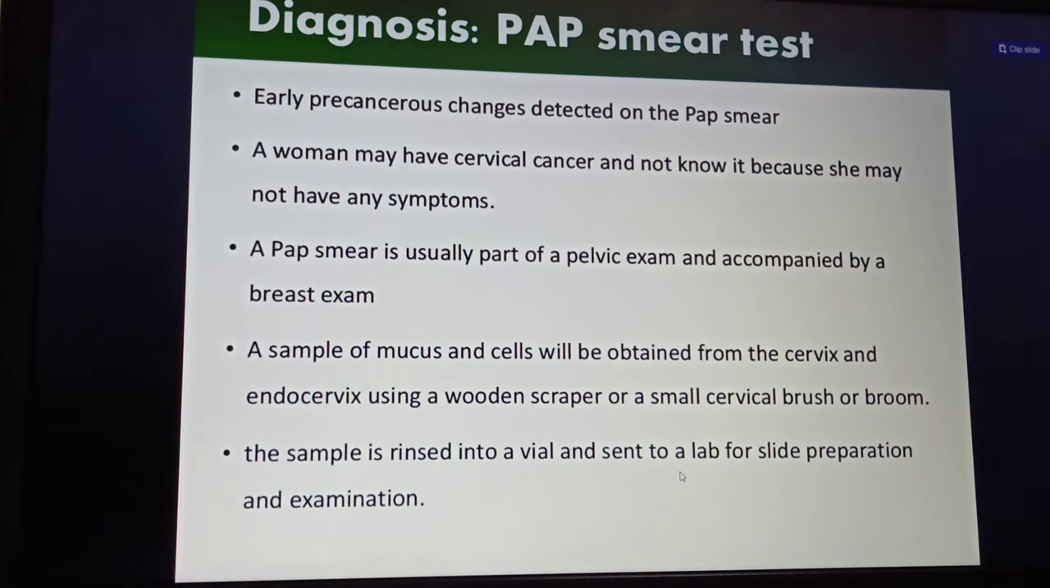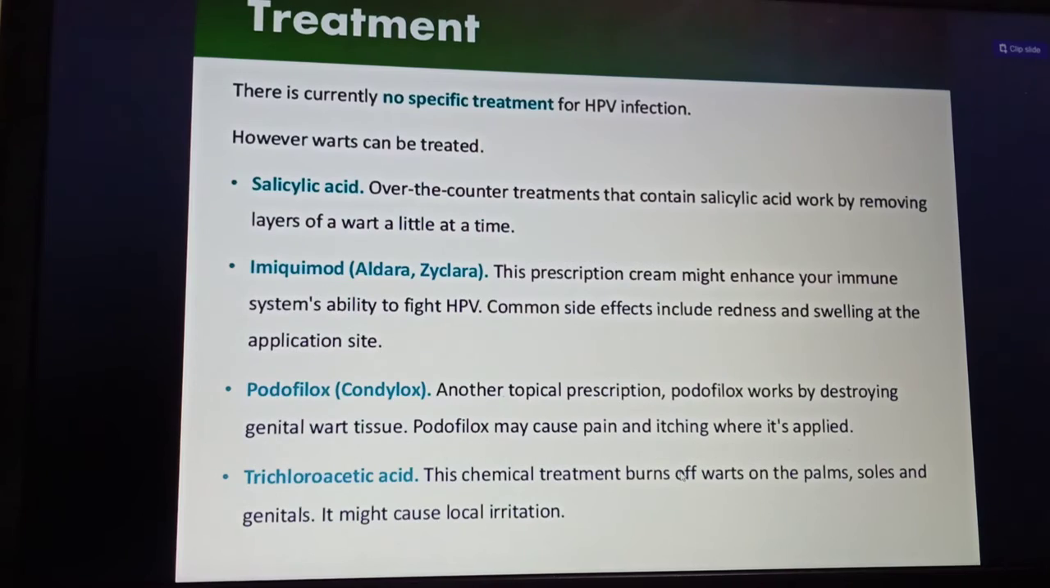In cervical cancer screening, they usually do a pelvic examination or breast examination, and they take some mucus and cells of the cervix, brushing or scraping them out with a scraper. They put it on a slide, and on that slide they perform an examination of the microorganisms.